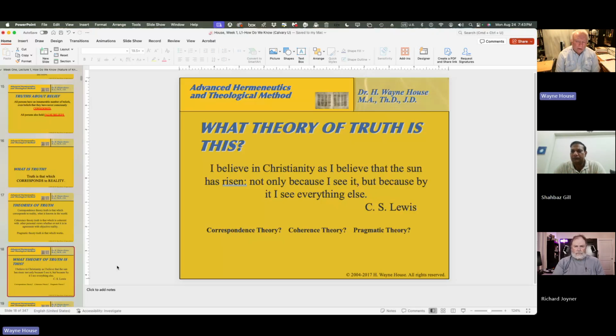What do you think Lewis means by I believe in Christianity? Is he saying that I have not found all the evidences that might be found to believe in Christianity, but I have rational, reasonable reasons to believe in Christianity because of what I observe? I mean, is that what he's saying?